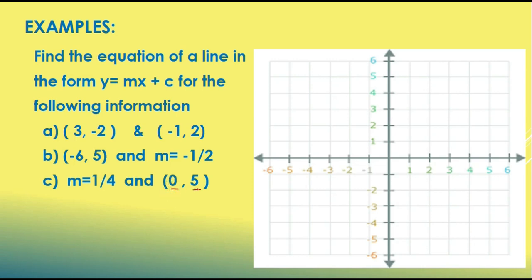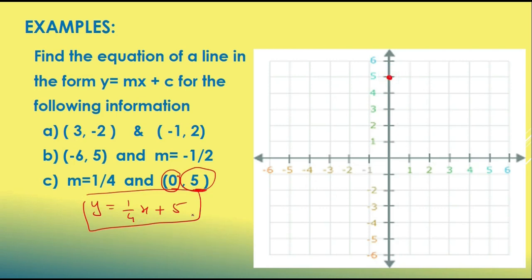Third one, slope and y intercept. When x is 0, this is the y intercept. Slope and y intercept are directly given. So the straight line is y is equal to 1 over 4 x plus c. Here c is 5. When the x value is 0, this is the y value. Okay, this is the y intercept. Directly we get the equation of the line. Now we can plot this one. The y intercept is 5.